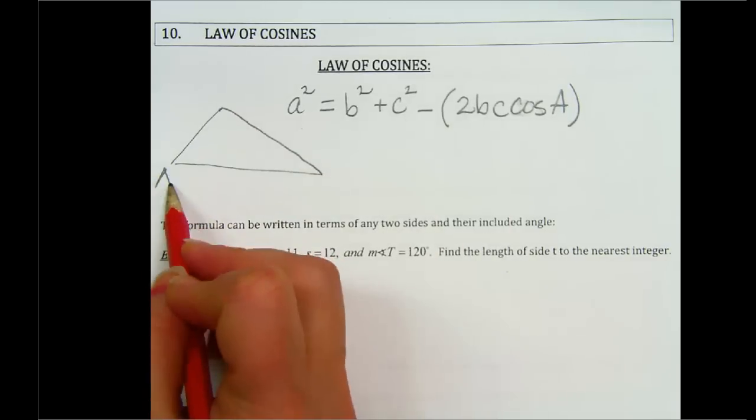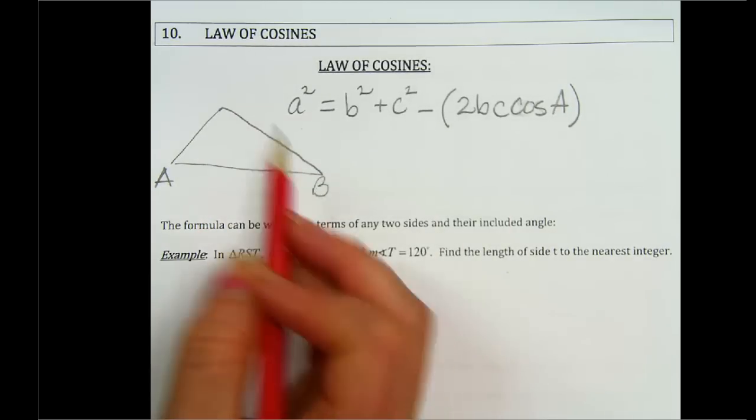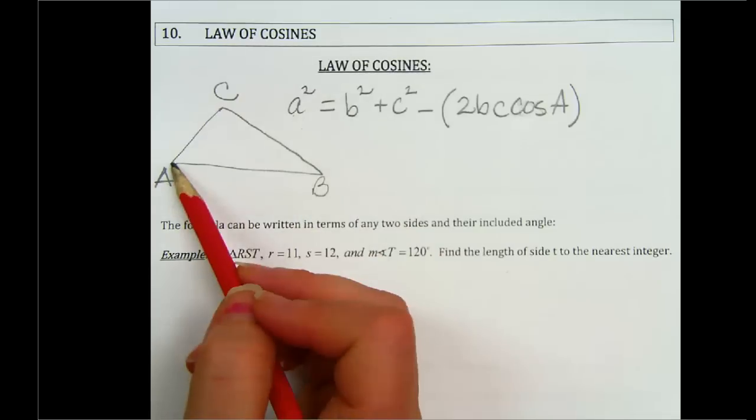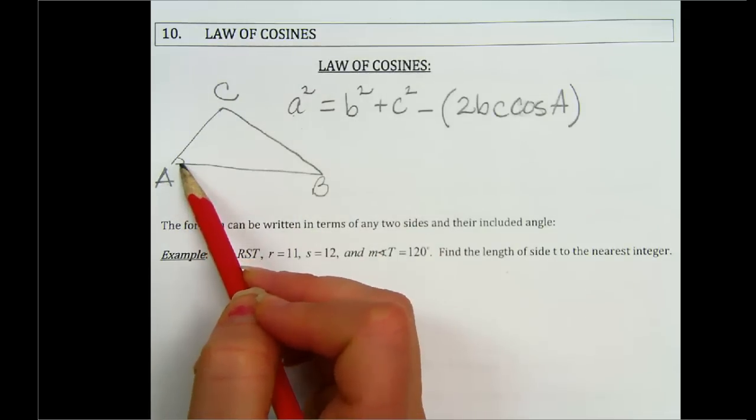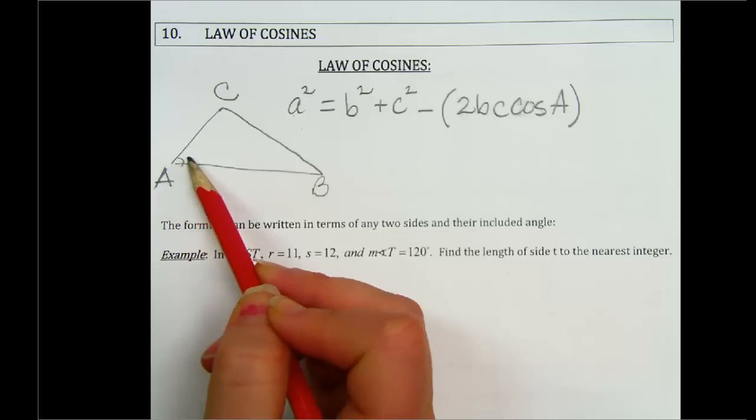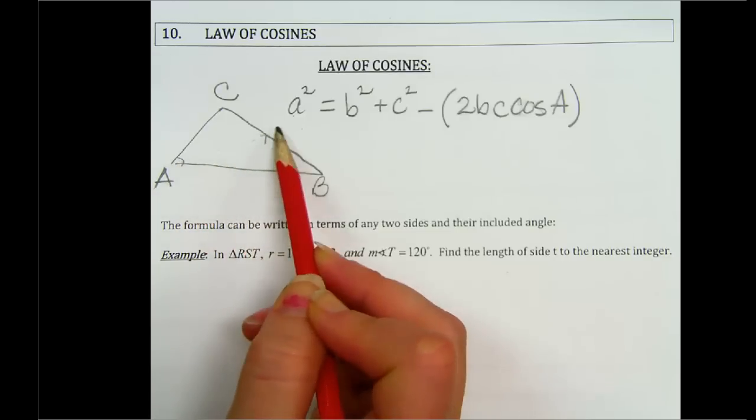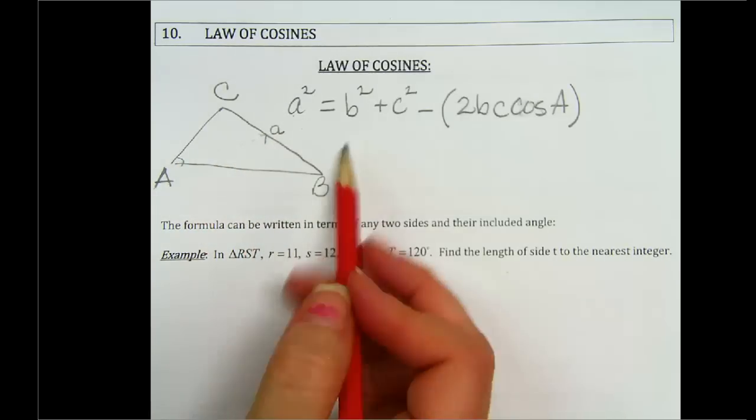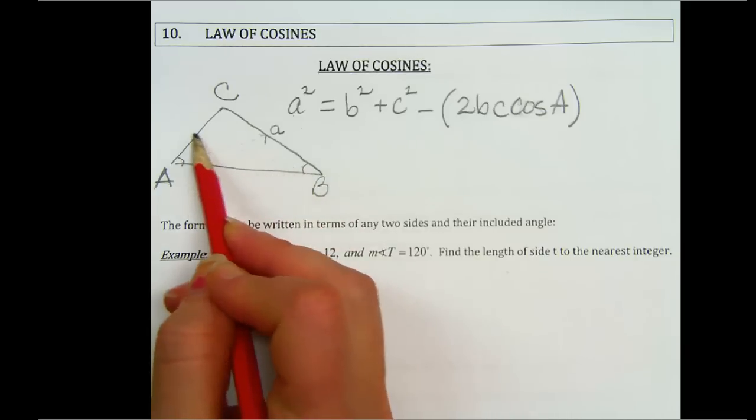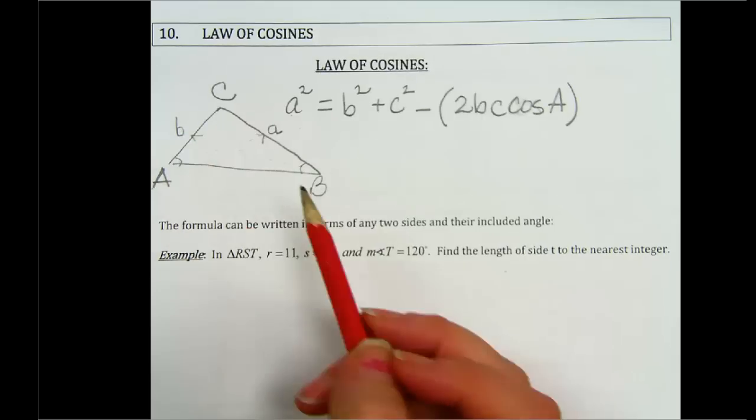So this might be angle A, this might be angle B, and this might be angle C. In lowercase letters, we name the side opposite its angle. So here's angle A, capital A. When I look directly opposite it, that has side little a. Here's angle B, capital B. When I look directly opposite it, that is side little b.